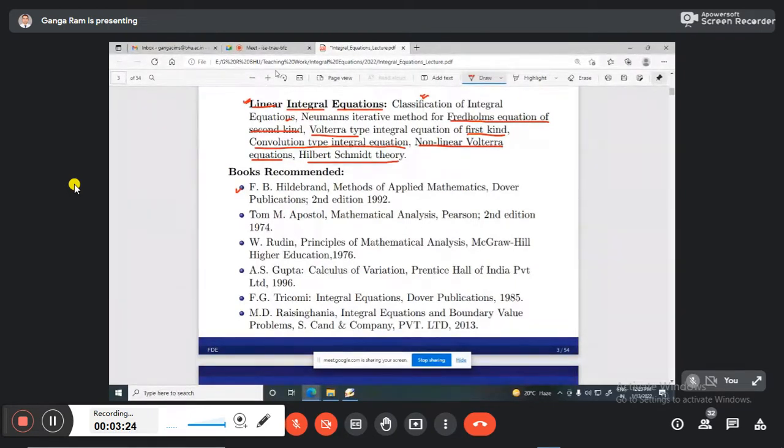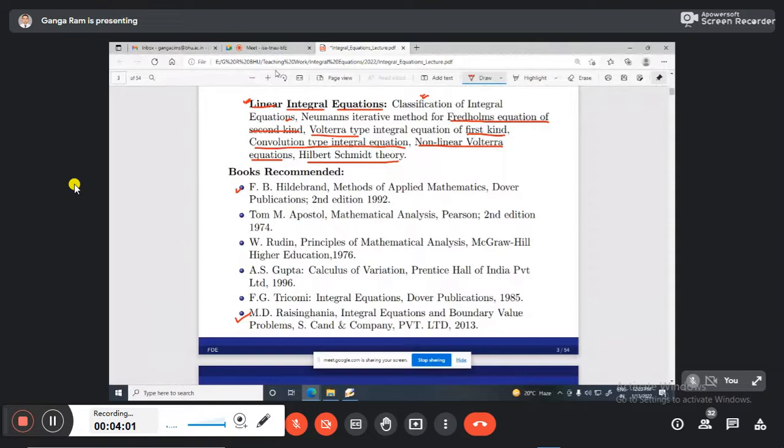Generally for the integral equation, we recommend this book, M. Raisinghania, Integral Equations and Boundary Value Problems. You can download this book or other books from the Google net. Okay, so I think the syllabus is clear for mathematical methods.